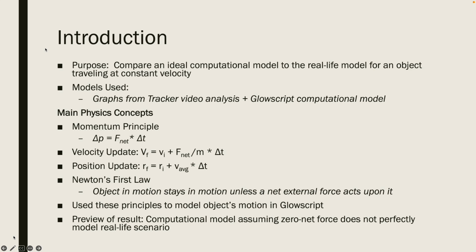So the purpose of this experiment was to compare an ideal computational model to the real-life model for an object traveling at constant velocity. And the models used were position versus time graphs from a Tracker video analysis, as well as a GlowScript computational model.